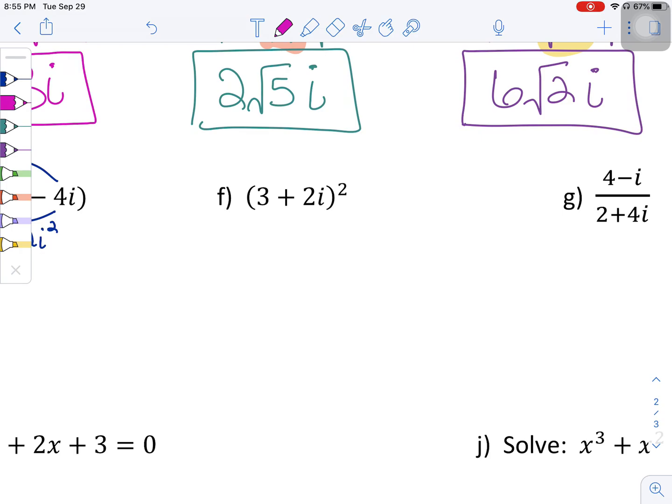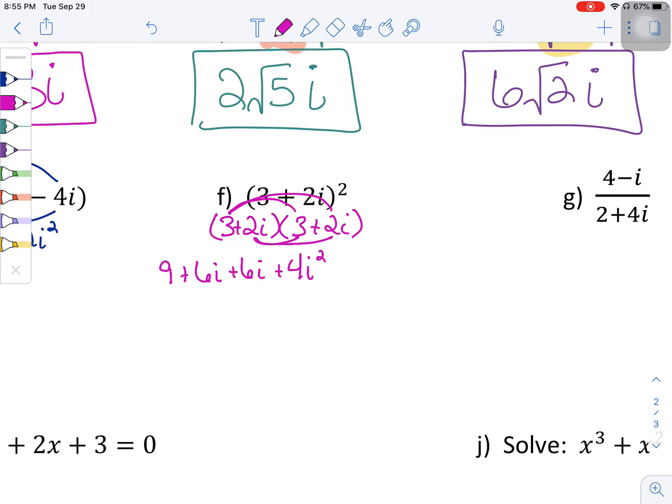All right, I'm going to go ahead and scroll over to number F here. Letter F, number F, sure, go with that. Letter F. Let's see, you've got 3 plus 2i squared, which means you've got 3 plus 2i times itself. Do the same exact multiplication. So 3 times 3 is 9. 3 times 2i, so plus 6i, plus another 6i, plus 4i squared.